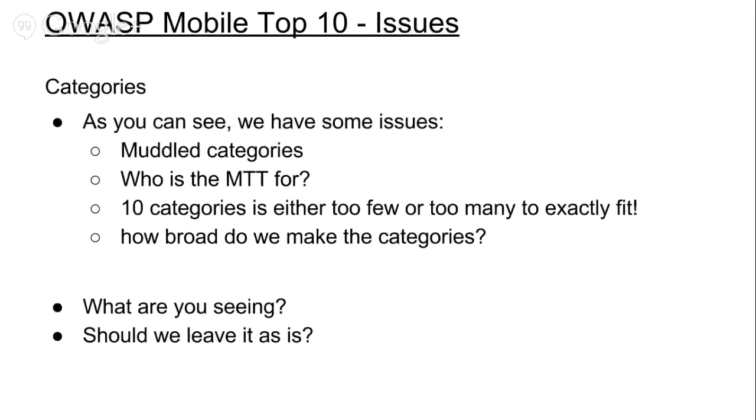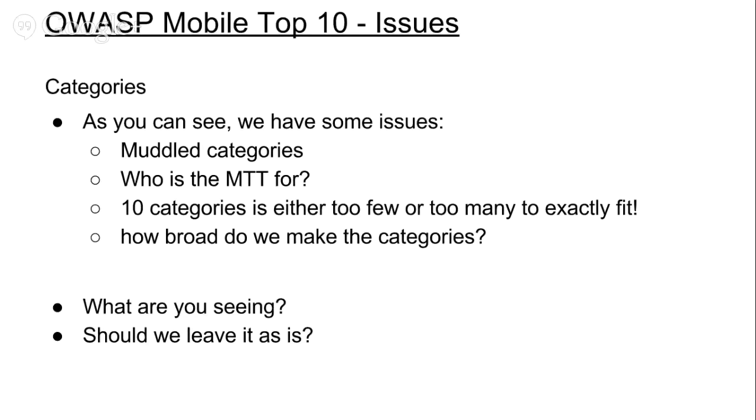So we talked about some of the issues we're facing already. We have some muddled categories that we're trying to create hard lines for. We also have the question, who is the mobile top 10 for? Is it for organizations trying to classify their vulnerabilities into a system, or is it for the developer who's trying to fix his app? Who is this really for? And then once we answer that question, we can move forward with classifications and things like that.